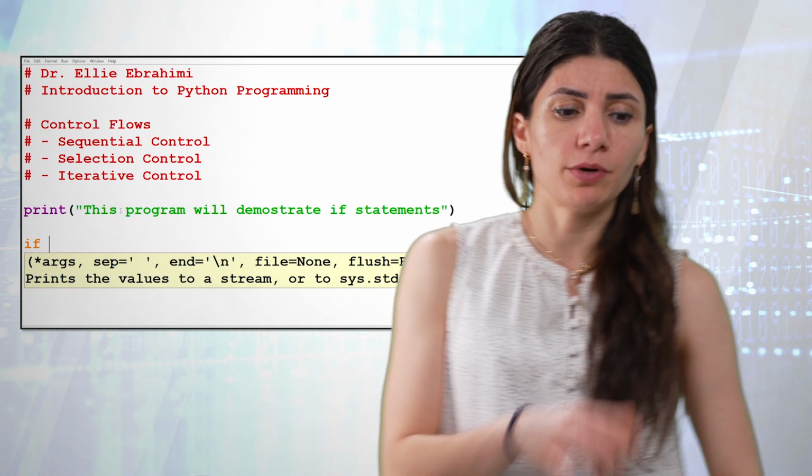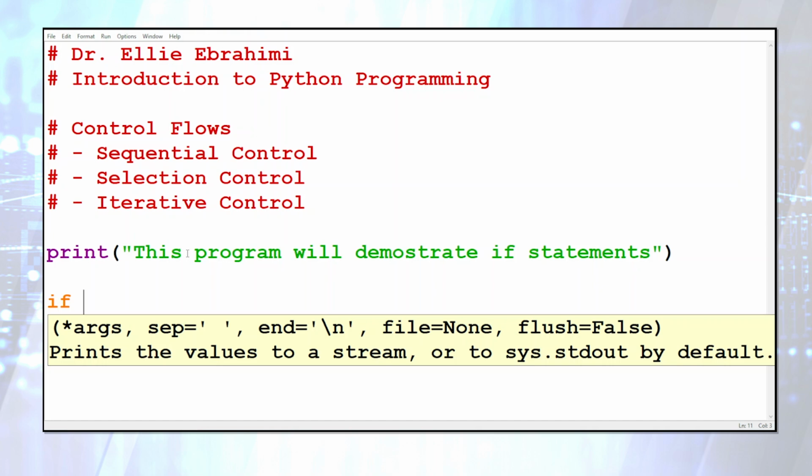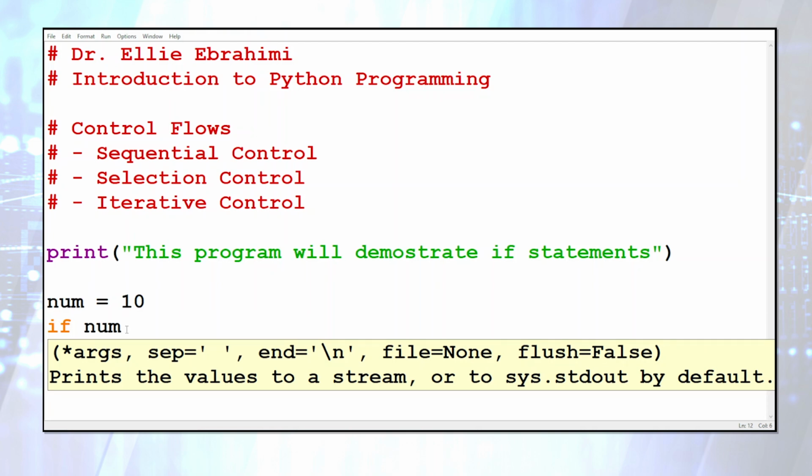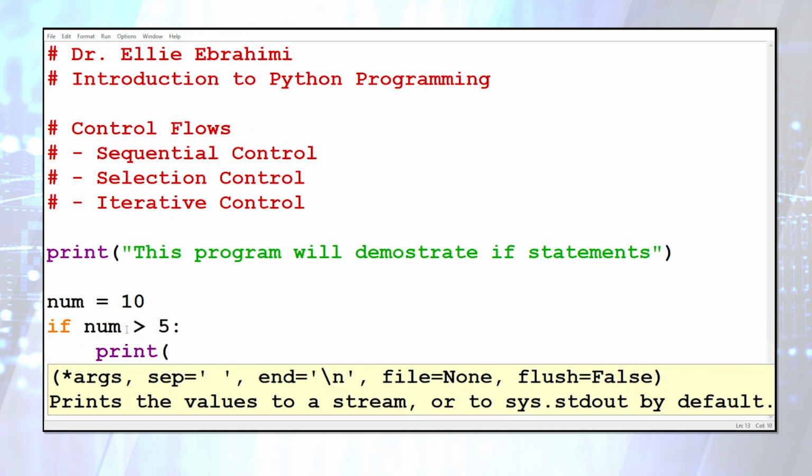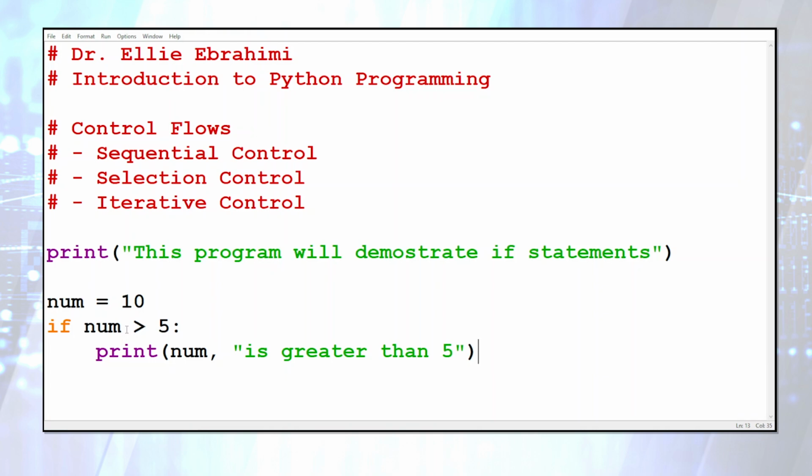So to keep it simple, let's actually create a variable here. So num equal to 10. For my statement, I'm going to say if num is greater than 5, I want you to print num, comma, is greater than 5. Right, so this is our statement that we have here, and I'm just going to leave it like this.